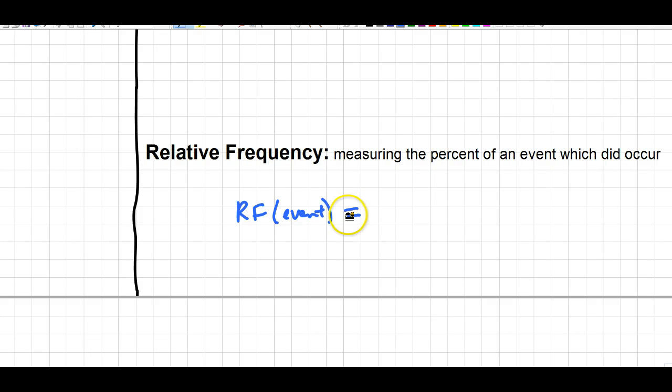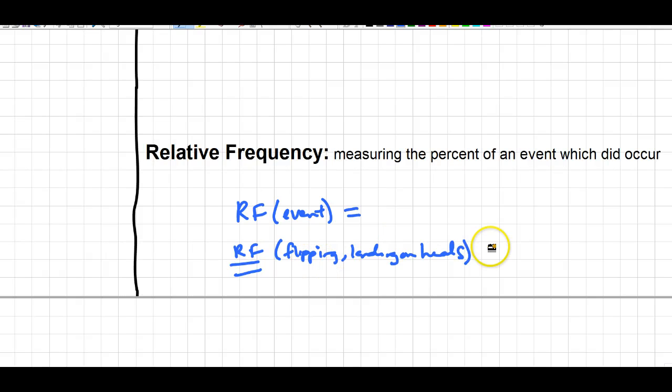So if I ask you to record flipping a coin and landing on heads. Now we know that the probability of landing on heads for a coin is 50%, but the relative frequency when we actually flip a coin might not be that number. If I ask you to flip a coin 50 times, 50 is going to be your sample space, and then you would record on a piece of paper how many times you got heads when you flipped it.